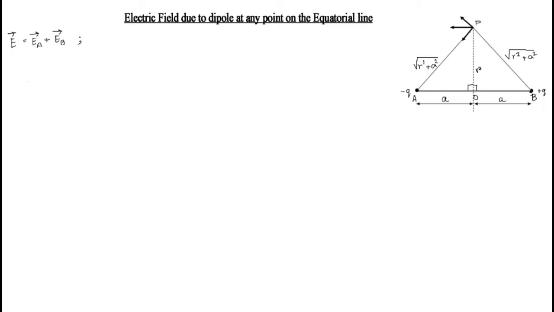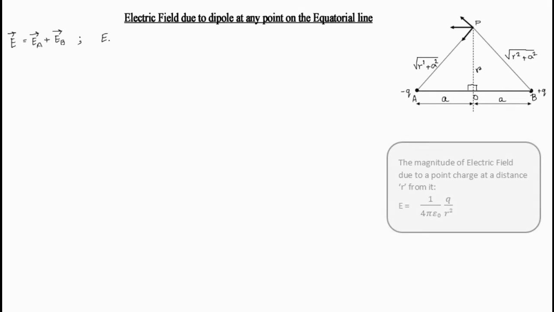So we will directly dive into calculation of this magnitude due to charge at A. So EA, we will use the basic formula for calculation of electric field. So 1 by 4 pi epsilon naught q by the distance square. So the distance is under root r square plus A square. So distance square becomes r square plus A square, just like that.